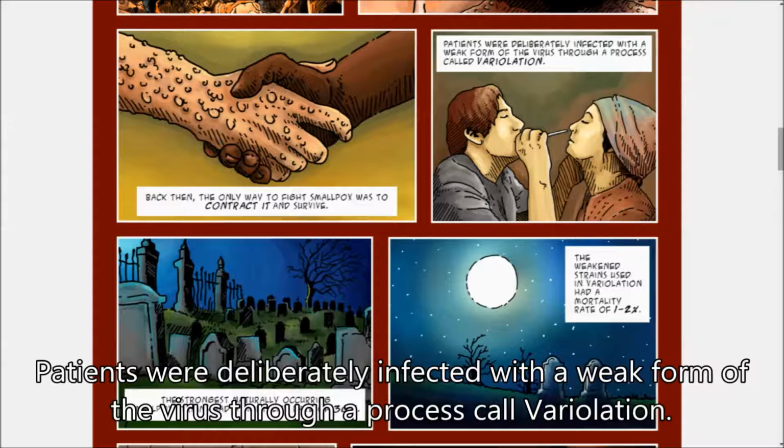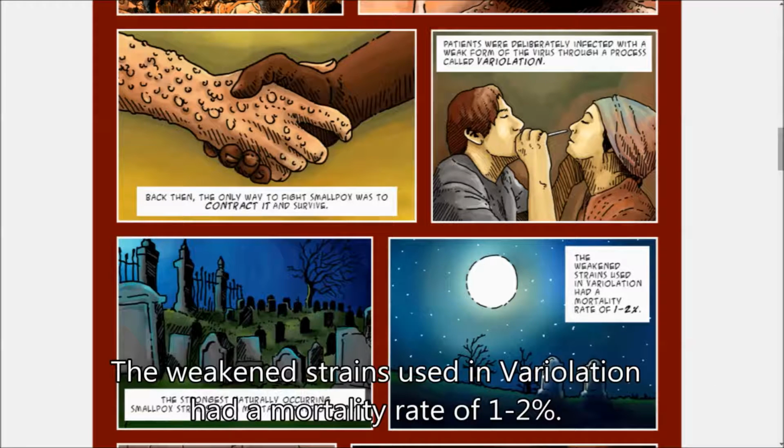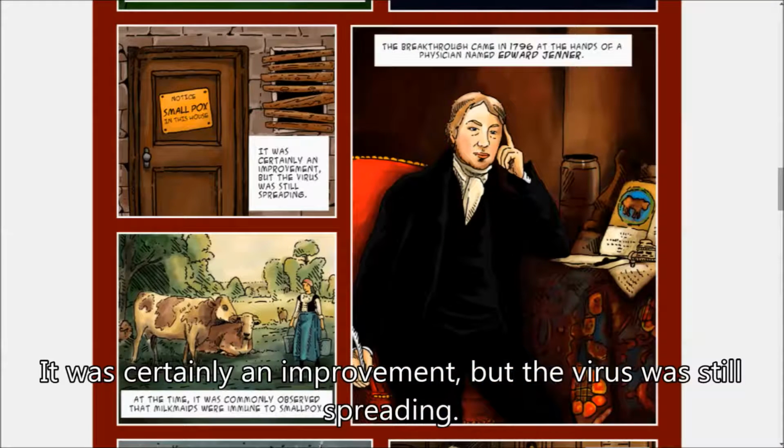Patients were deliberately infected with a weak form of the virus through a process called variolation. The strongest naturally occurring smallpox strain had a mortality rate of 30%. The weakened strain used in variolation had a mortality rate of 1 to 2%. It was certainly an improvement, but the virus was still spreading.